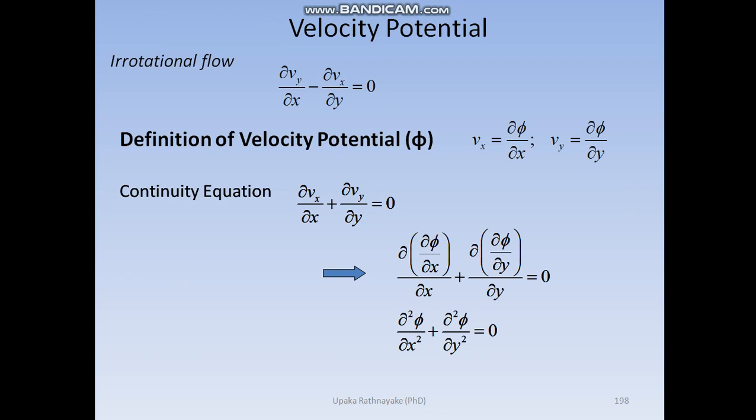Let us define two-dimensional velocities using velocity potential. If we consider the velocity potential to be phi, we define Vx, the velocity component in the horizontal direction, to be ∂phi/∂x, whereas Vy, the vertical velocity component, to be ∂phi/∂y. Therefore, velocity potential phi is a function of x and y.